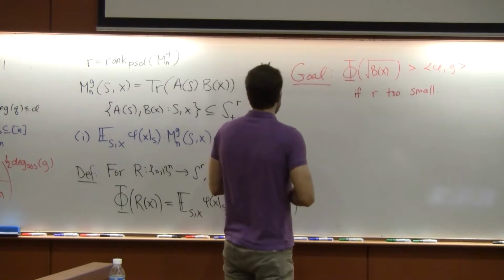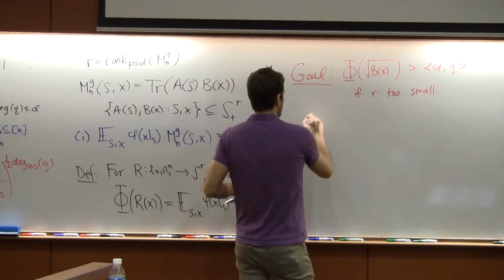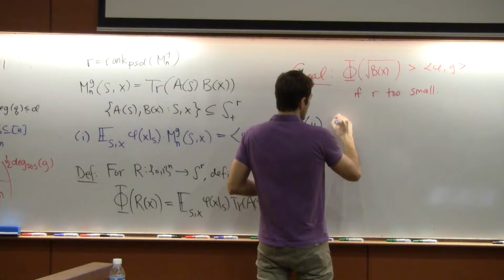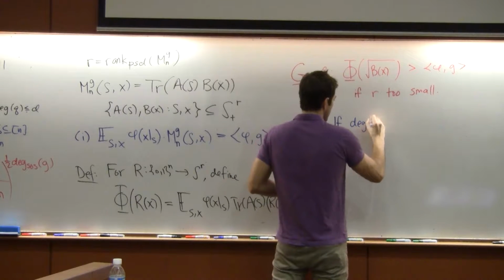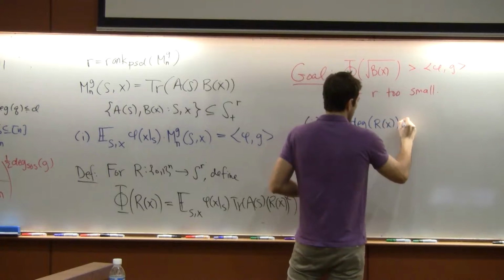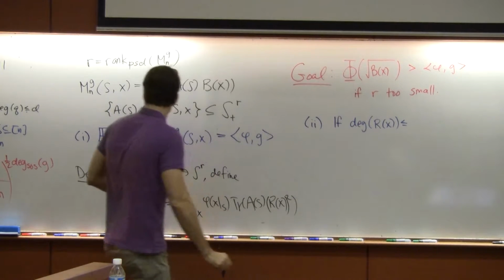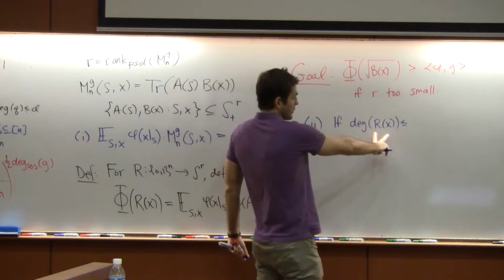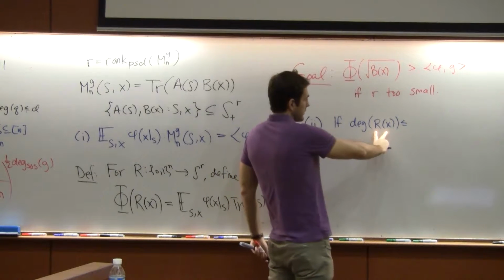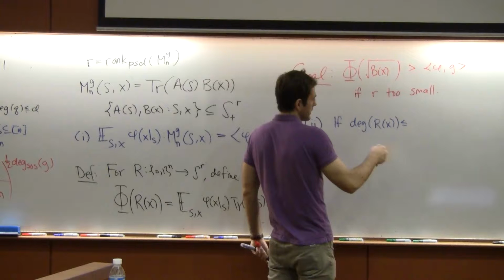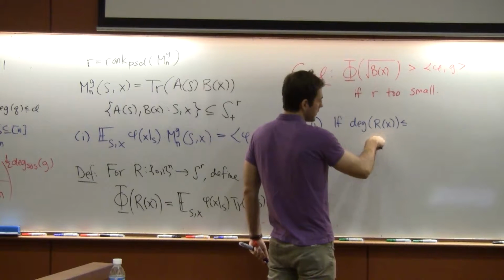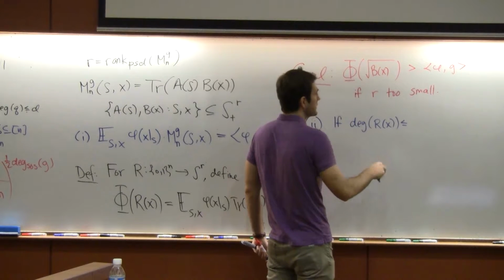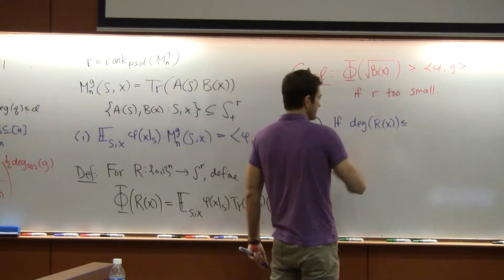Now, towards that goal, first we did one easy thing. It was mostly for inspiration, which is that if the degree of R, and this is the first time I write the degree of a matrix, this is just the maximum degree of any entry of the matrix R. Every entry of this little r by little r matrix you can think of as a multilinear polynomial. This is the maximum degree of any entry.